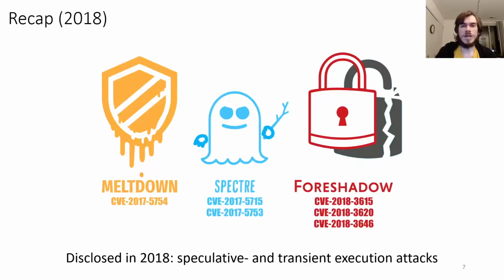So now that you understand caches, let's have a look at what happened in 2018. You may have seen any of these three logos because these are the Meltdown, Spectre, and Foreshadow logos. And in 2018, two classes of attacks got disclosed, namely speculative and transient execution attacks.